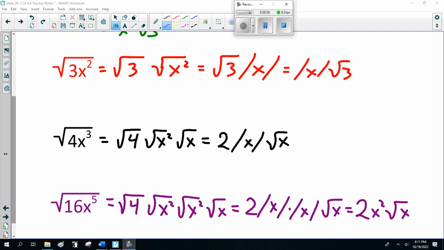Now, root of 3x squared becomes the absolute value of x times root of 3. Square root of 4x cubed becomes 2 times the absolute value of x times the root of x. And 16x to the 5th becomes 2x squared root of x. Okay? Now that's what I need to be able to do.